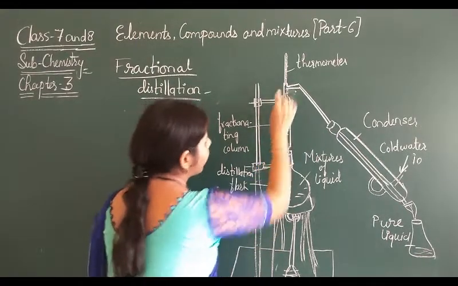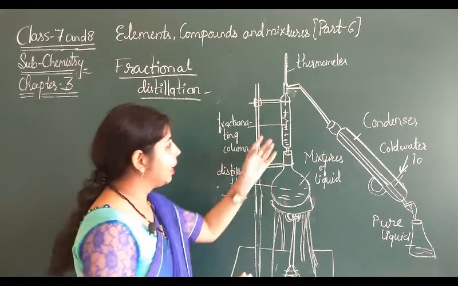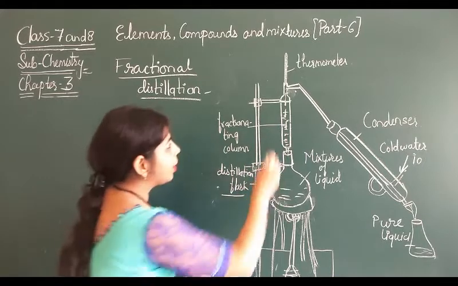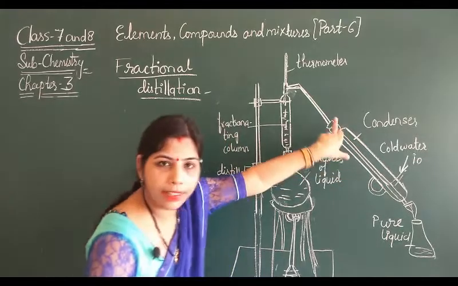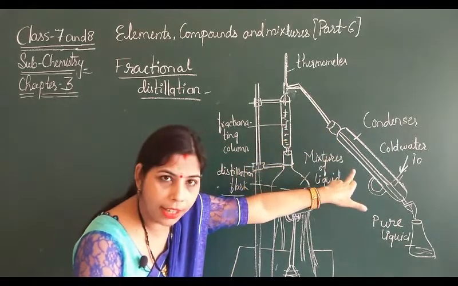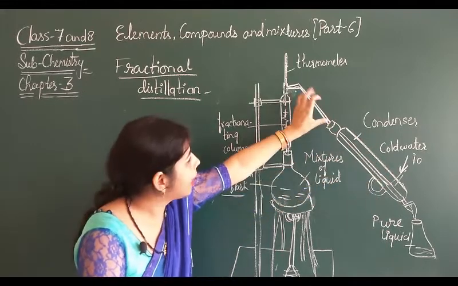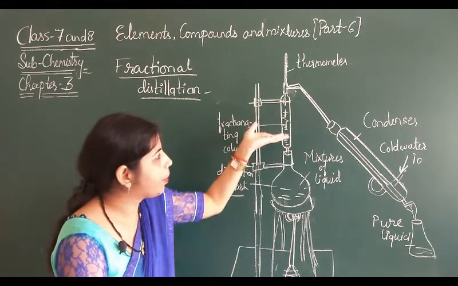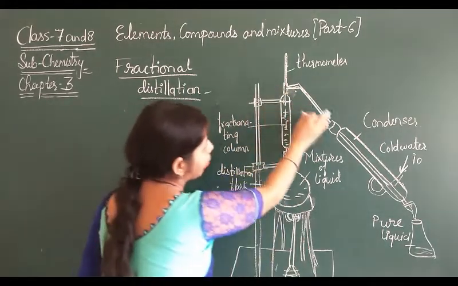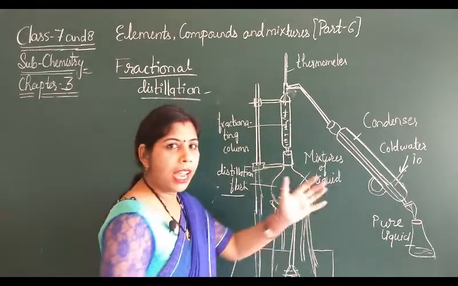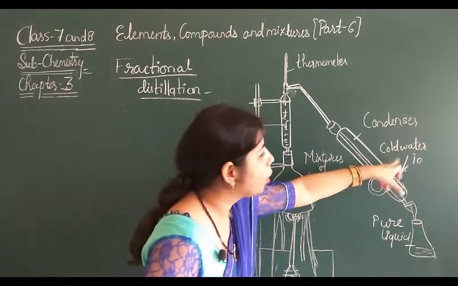Now as it rises up, at the same time the other liquid is also going to vaporize and it also rises up, but the lighter, lower boiling point liquid is going to vaporize and move towards the condenser tube. This condenser tube already has the cold water supply, so the liquid which vaporized earlier, that means the one with the lower boiling point, goes into the condenser, and as it goes into the condenser, it starts condensing because it has the cold water supply.